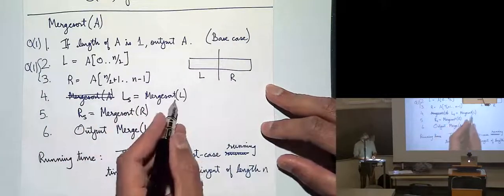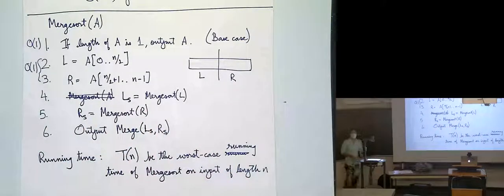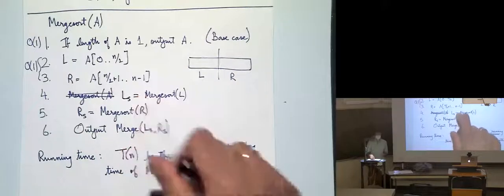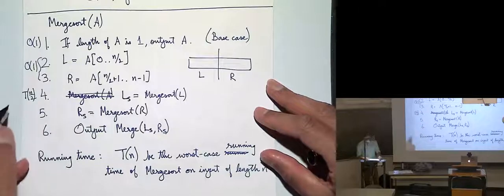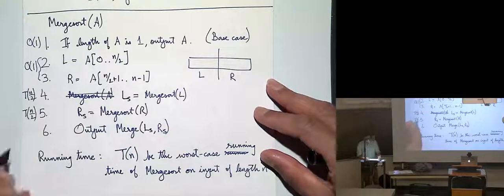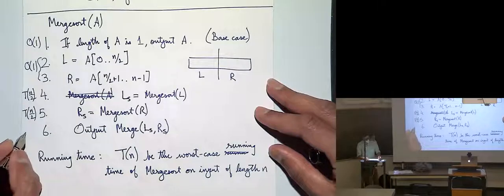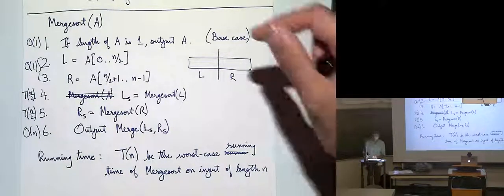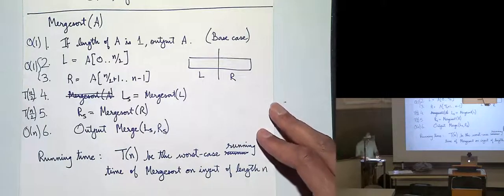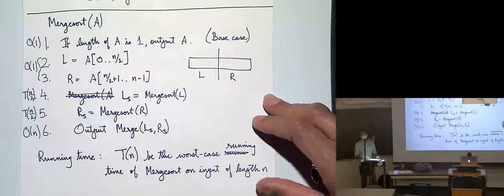So Mergesort of L, how long does this take? T of n over 2, right? Because the array is split in half. The next one is T of n over 2. And the last one is O of n. So if you sum all of these up, that gives you the runtime of the whole thing.